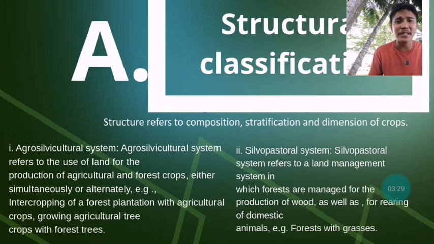Let's go to the silvipastoral system. The silvipastoral system refers to the land management system in which forests are managed for the production of wood as well as the rearing of domestic animals. So it is a combination of the production of woody plants or trees as well as domestic animals or pastures. It is a combination of the two, the animals and the trees.